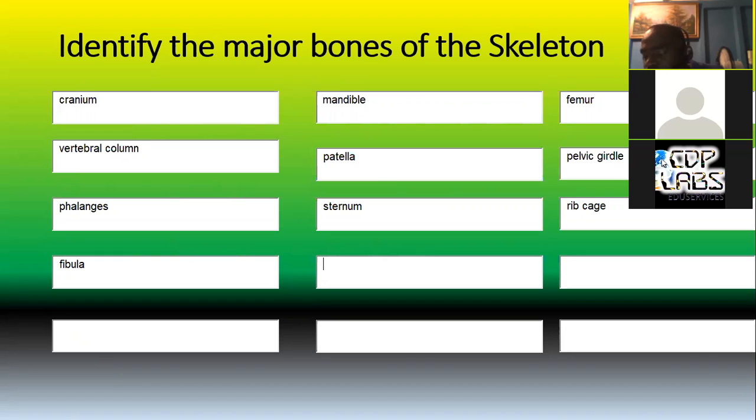What's next? The carpals. Carpals. How do you spell that? C-A-R-P-A-L-S. Oh, hold on a minute. L-A-S or L-S? P-A-L-S. That's it? Yeah. Okay. Chevelle.